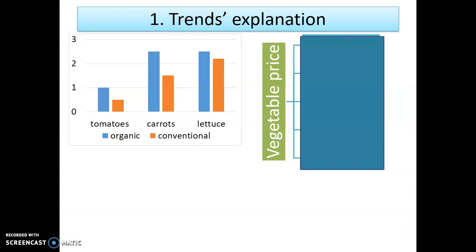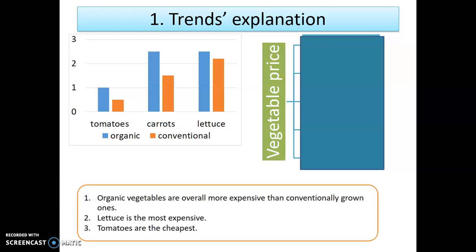So let's start with this. You remember this little graph about organic and conventional vegetables, right? In your analysis, you hopefully came up with 3 trends. Organic vegetables are overall more expensive than conventionally grown, and it's clear from the graph. Then lettuce is the most expensive vegetable, and tomatoes are the cheapest. So these you have written in your analysis part.